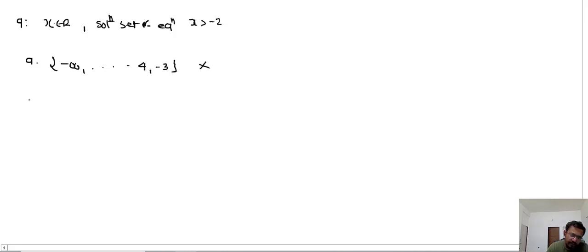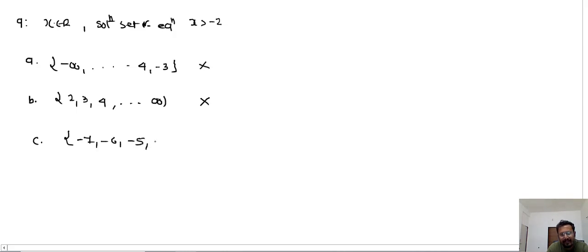These values are all greater than minus 2, but they are not complete, since minus 1, 0, 1 are not included, so this option is also not valid. Now C gives minus 7, minus 6, minus 5, minus 4, minus 3 and minus 2. These values are all smaller than minus 2, so this is not right. The last is none of these, so this is the right option. Just keep that in mind. Now the next question, number 10.